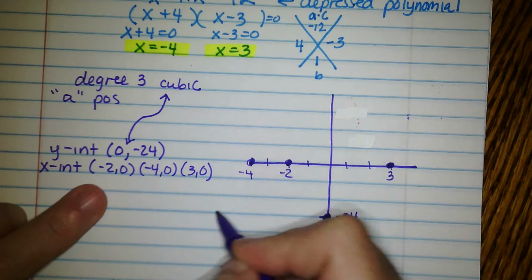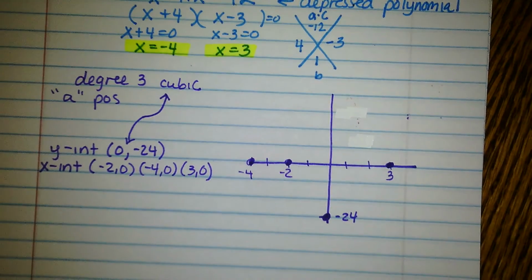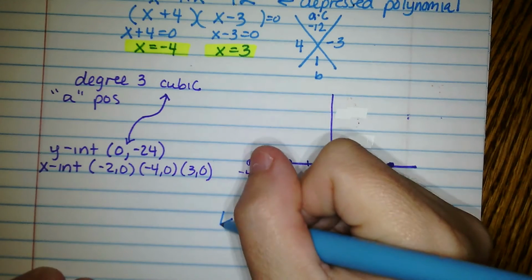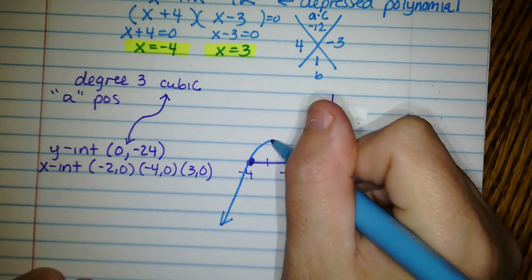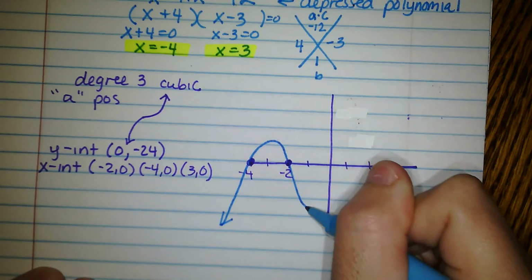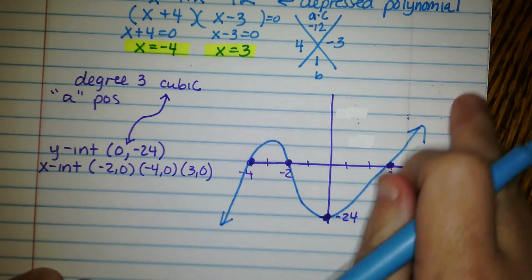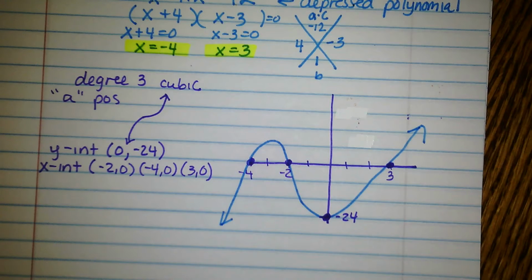It's got to start down and end up. So I'll do it in blue. Down. Cross, cross, cross, cross. You're just going in order, following that pattern, and you're all done.